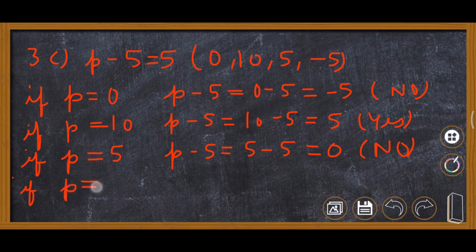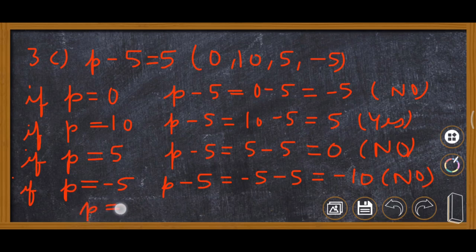Now if p is equal to -5, then p minus 5, so we can write -5 -5, minus minus plus, so it is -10. Now which is the solution? So here we can see that p is equal to 10 is the solution.